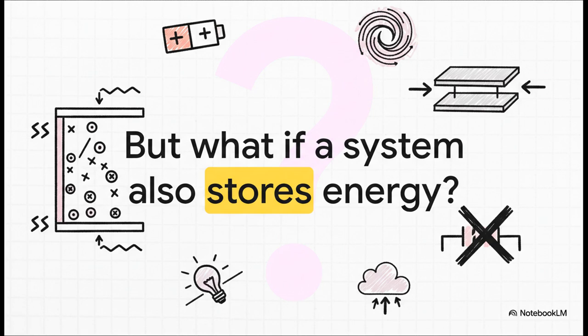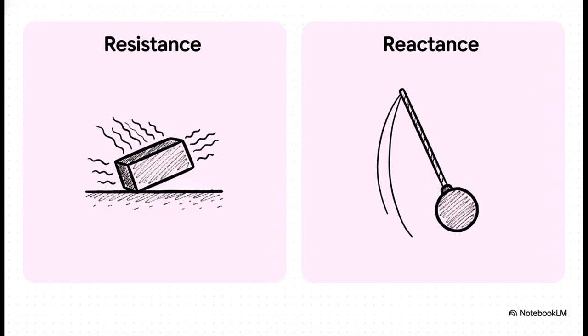Okay, but here's where it gets really interesting, especially for electrochemistry. The systems you're studying, particularly that crucial interface between the electrode and the electrolyte, they don't just dissipate energy. They also store it for a little bit, kind of like a tiny capacitor. And we call this energy storing part reactance.